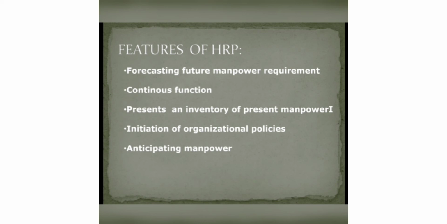Okay, so it's concerned with ascertaining the manpower needs, that is, in number and the kind. Then it's a continuous process. Why? It's a continuous function because it has a systematic approach and it ensures continuous and proper staffing. It presents an inventory of present manpower. Right now, how many people does the company have?